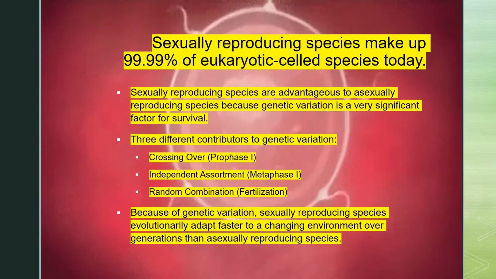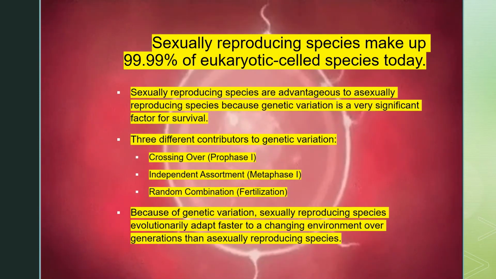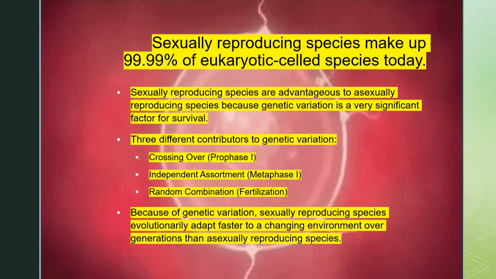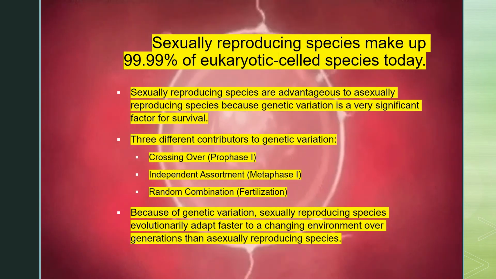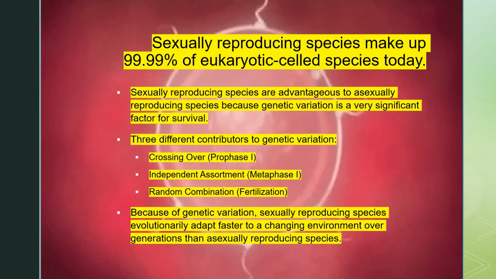There are three different contributors to genetic variation. There is crossing over, which happens in prophase 1, independent assortment, which happens in metaphase 1, and a third one that we have yet to discuss until now is random combination, which happens with fertilization. So basically, out of all the sex cells that are made, it is completely random which sperm cell and which egg cell will unite together. Basically, that is like the third thing that causes genetic variation, is you never know which sperm cell or which egg cell will unite together.